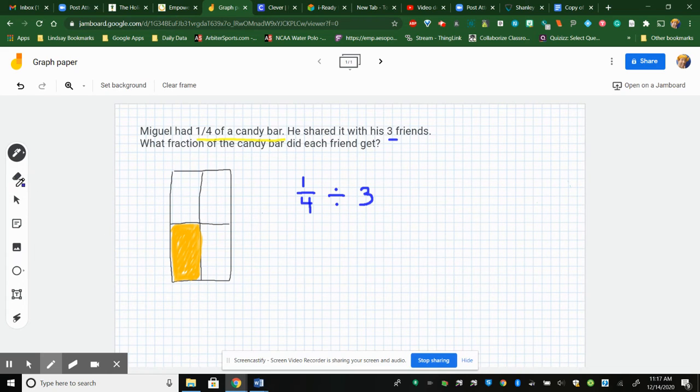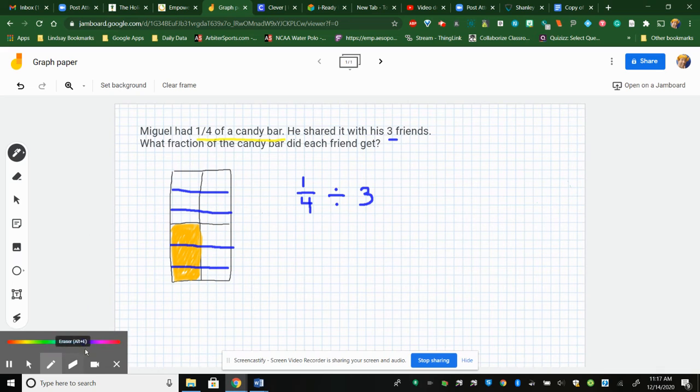Well, what that means is that if I have the whole candy bar, here's a fourth, here's a fourth, here's a fourth. If I cut this into three parts, so I'm going to cut that fourth into three parts, and that fourth into three parts. That means I'm cutting this fourth into three parts, and this fourth into three parts. Okay. Now I have a total of 1, 2, 3, 4, 5, 6, 7, 8, 9, 10, 11, 12 pieces. I have 12 pieces here.